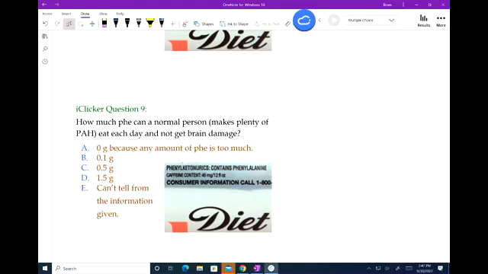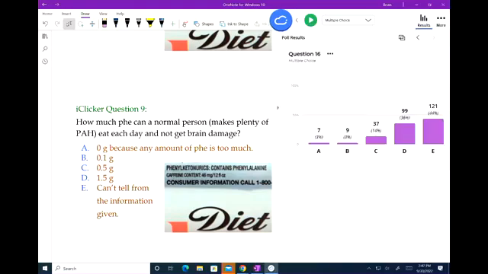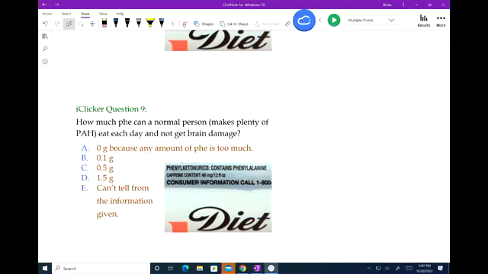All right. Ooh, it's a DE split. So the argument for 1.5 grams makes sense. We know that that's going to work. Somebody give me an argument for E. Why would you say E?